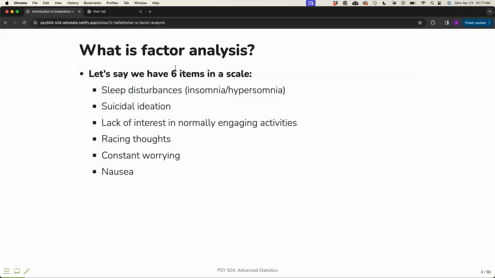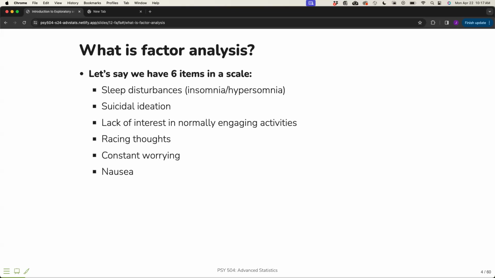So what exactly is factor analysis? To highlight this, I have a very simple example. Let's say we have 6 items in a scale and I administer the scale to all of you in here. We have one item that references sleep disturbances. So do you have insomnia, hypersomnia? One question that looks at suicidal ideation. One question that looks at anhedonia. Another question that looks at racing thoughts and constant worrying and also nausea.